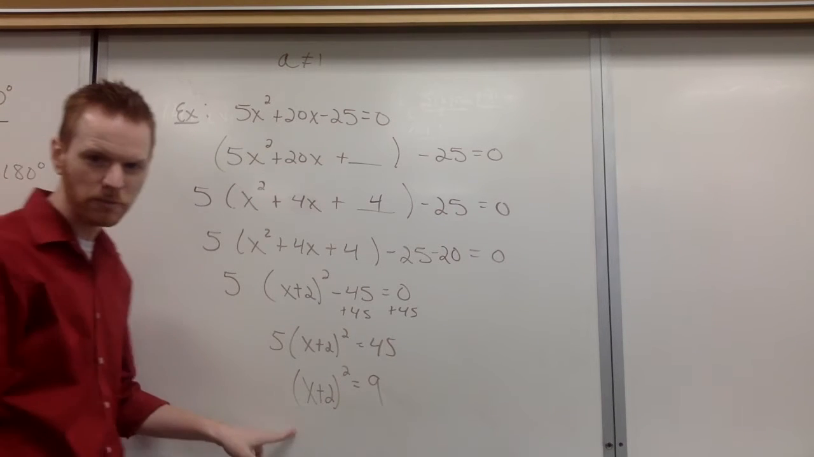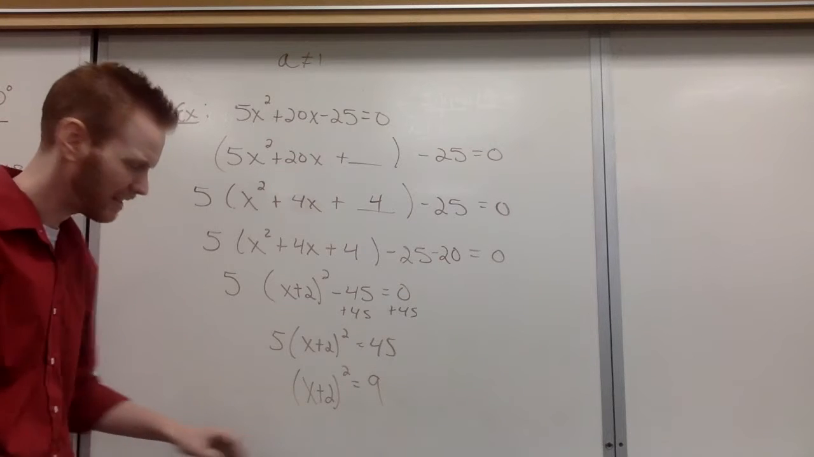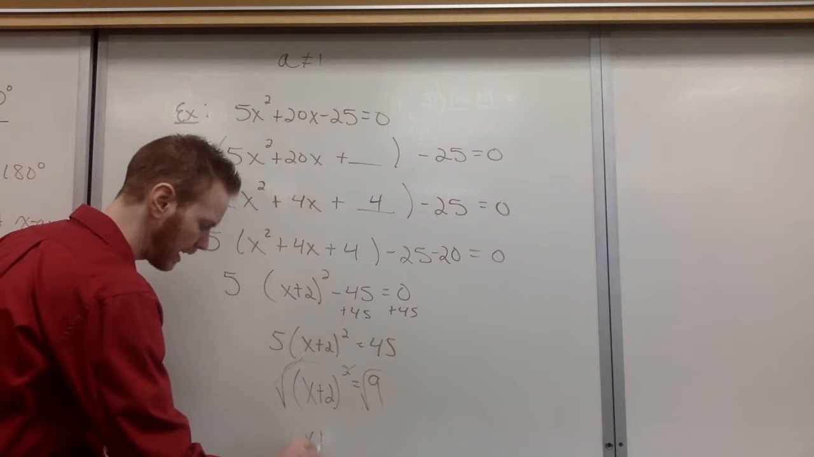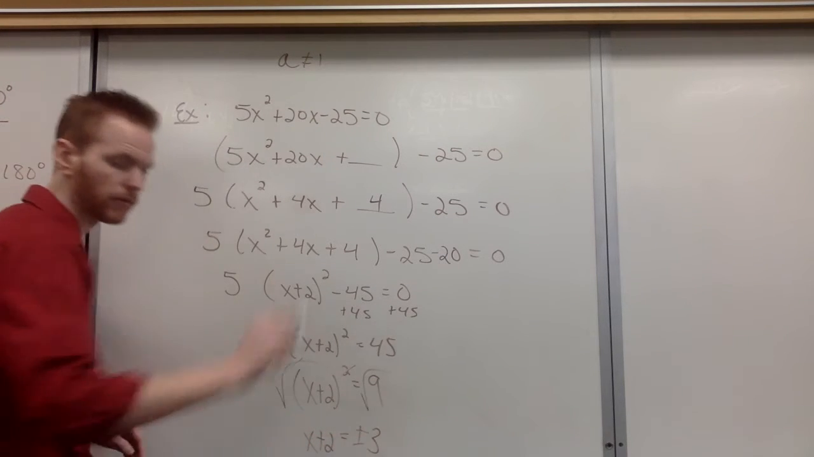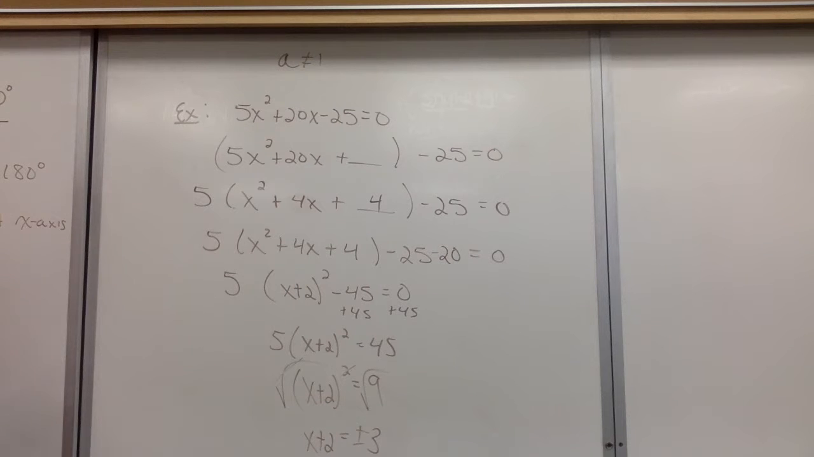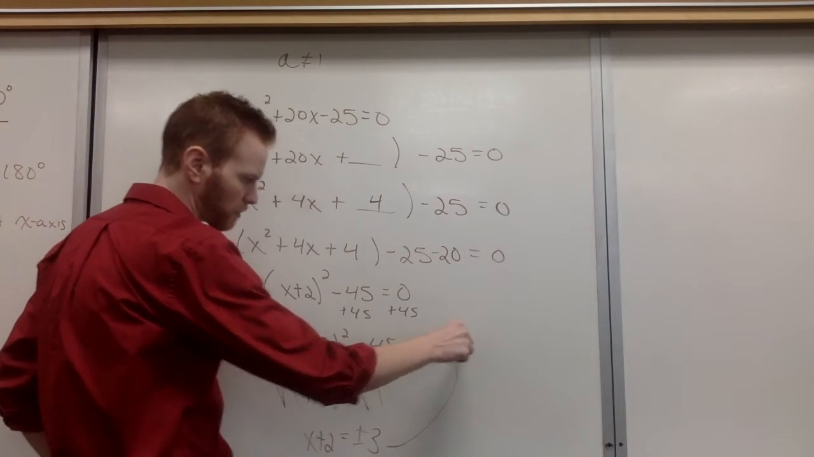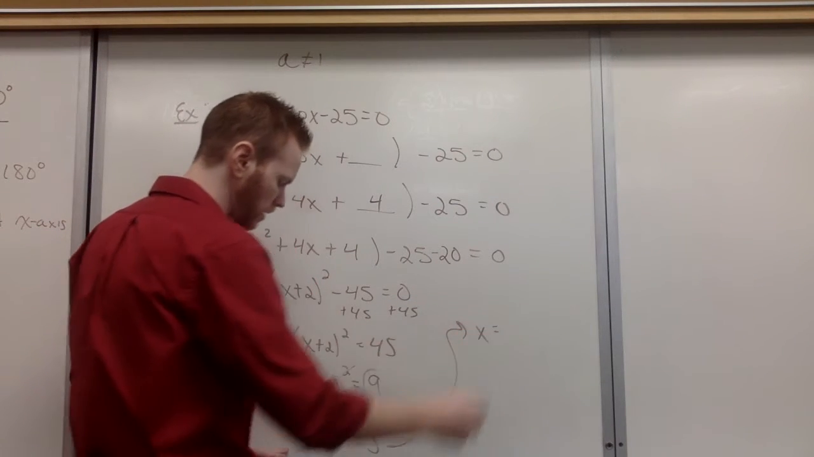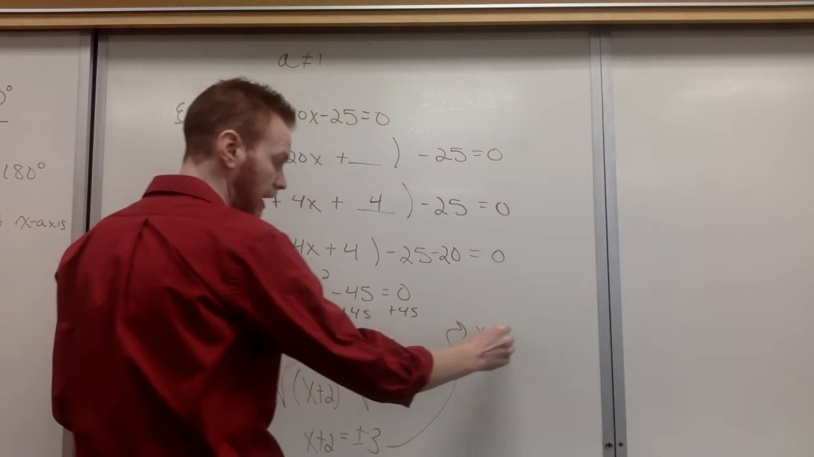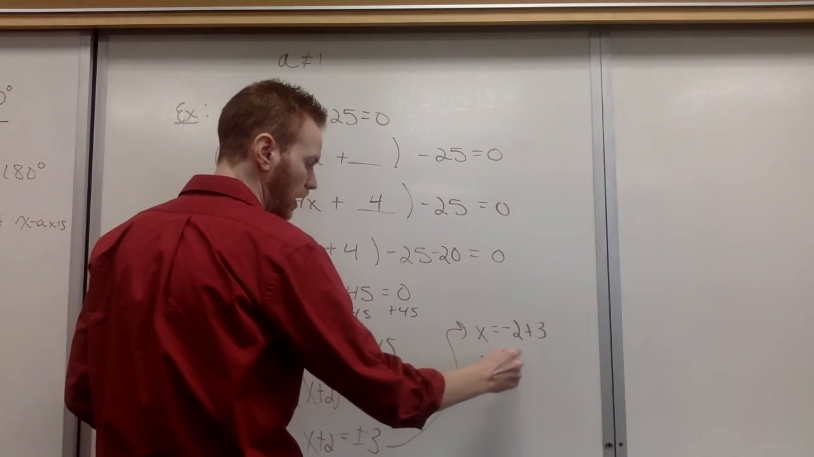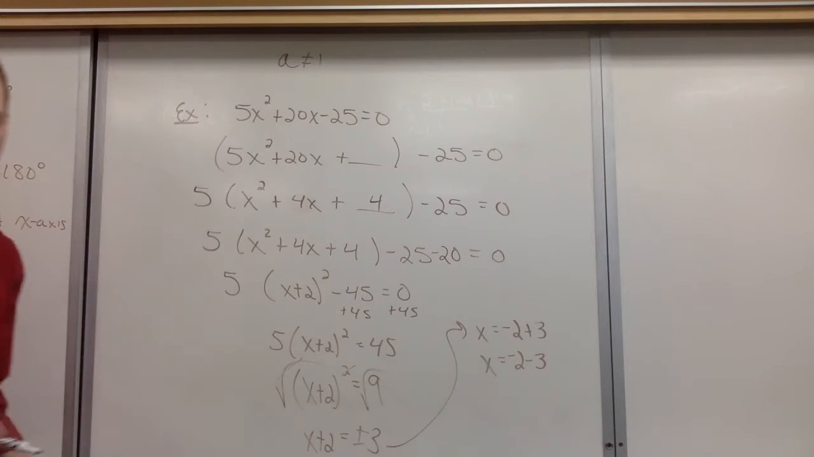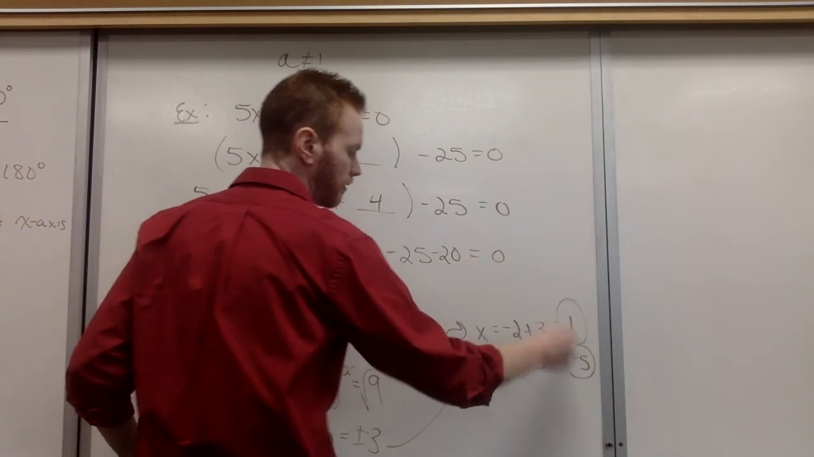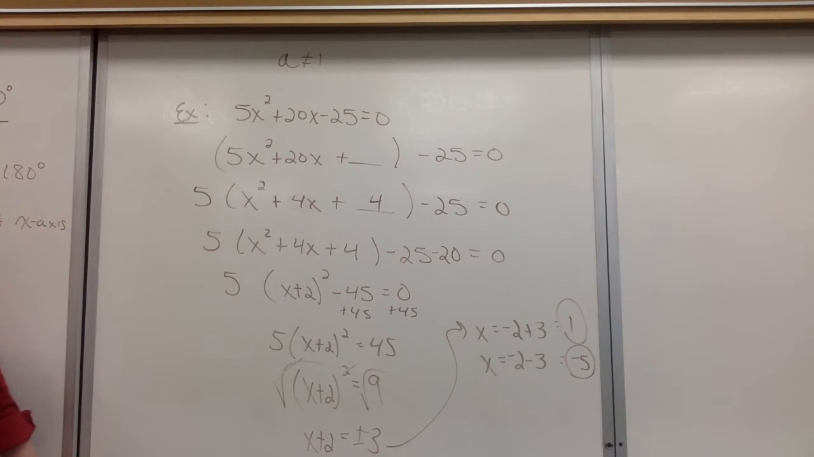Do I have enough space? Maybe. To solve for x, we're going to square root both sides, which gets rid of the exponent. I get x plus 2 equals plus or minus 3. Don't forget, there are two cases when you're taking the square root. I didn't have enough space, so I'm going to go off to the side here. I have two different answers. When I subtract 2 to the other side, I could have negative 2 plus 3, or negative 2 minus 3. The first one yields 1, and the second one yields negative 5. Those are both of my answers to this problem.